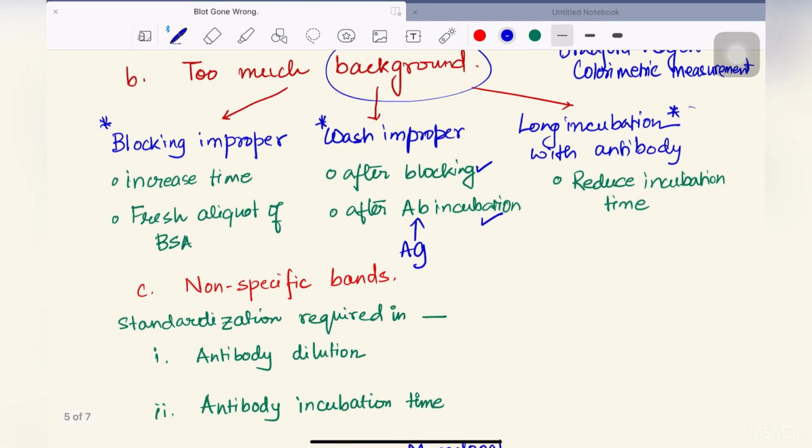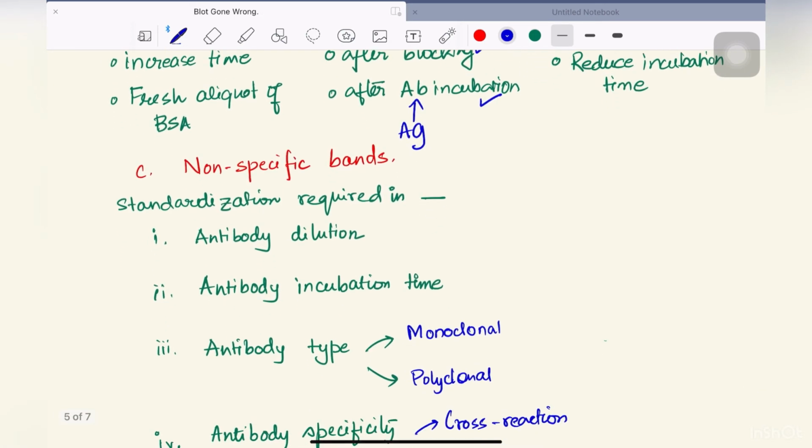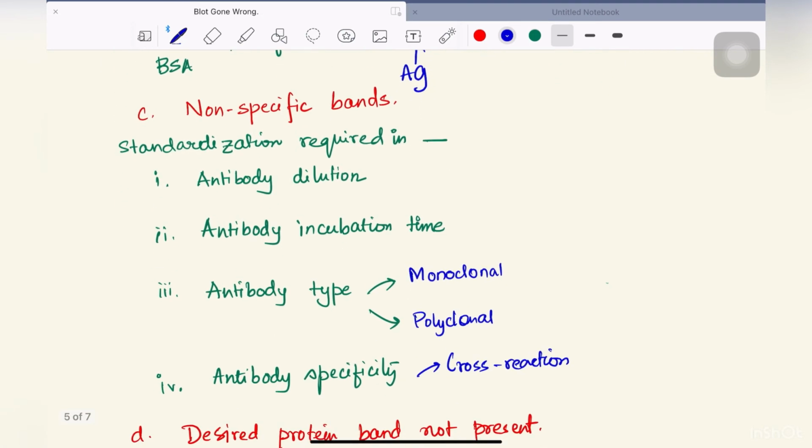Okay, another thing that might happen is that non-specific bands may also arise. Non-specific bands means bands of proteins which are not your desired protein, but some other proteins. This requires a lot of standardization to reduce. The first thing is dilution of antibody. From the stock, we usually make a dilution.